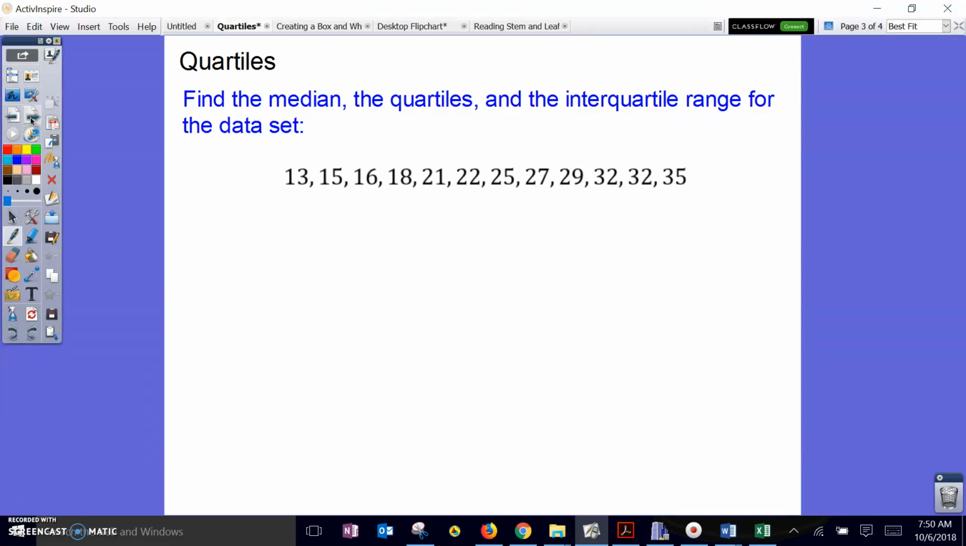Alright, again, our data is already written in increasing order for us here. If it wasn't, we'd have to go ahead and put the data values in increasing order. And so now we're going to find first our median, and then we'll find our quartiles, and then we'll find our interquartile range.